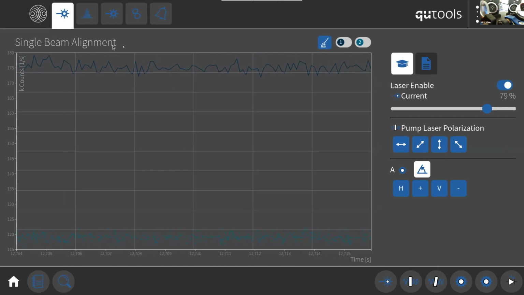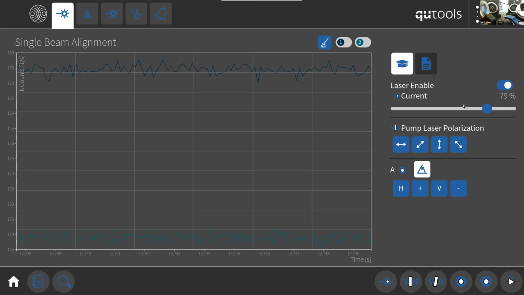It's called single beam alignment. So we're looking at each of the beams separately. Here we have detector 1 and detector 2. And in this graph, it's a count rate over time. So we have now a little bit above 100,000 counts per second for the one channel and 170,000 counts per second for the other one. And you can see here the laser is already switched on at around 80% right now.